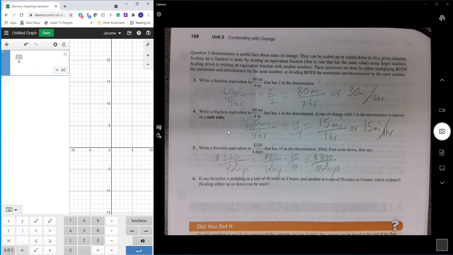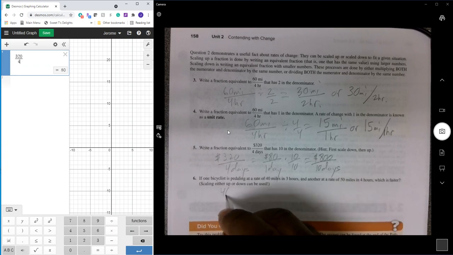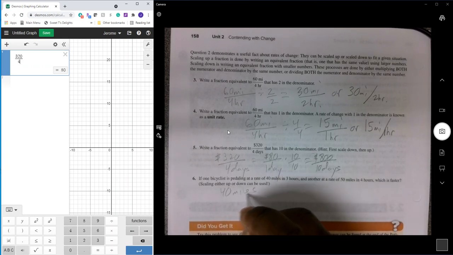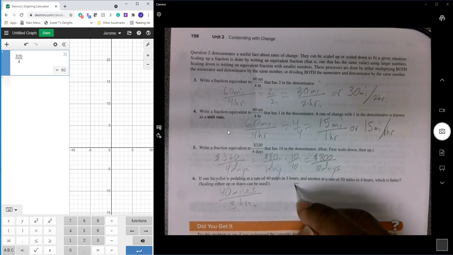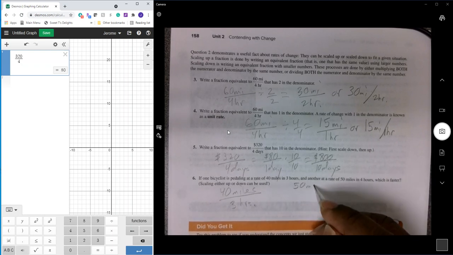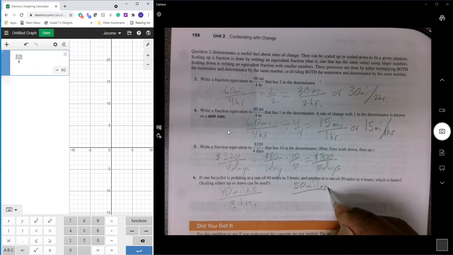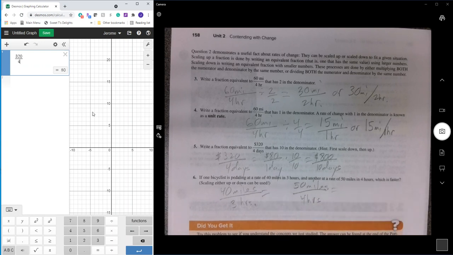Say number 6. If one bicyclist is pedaling at a rate of 40 miles in 3 hours and another at a rate of 50 miles in 4 hours, which is faster? So we have 40 miles in 3 hours and 50 miles in 4 hours. We have to find out which one has the larger value.